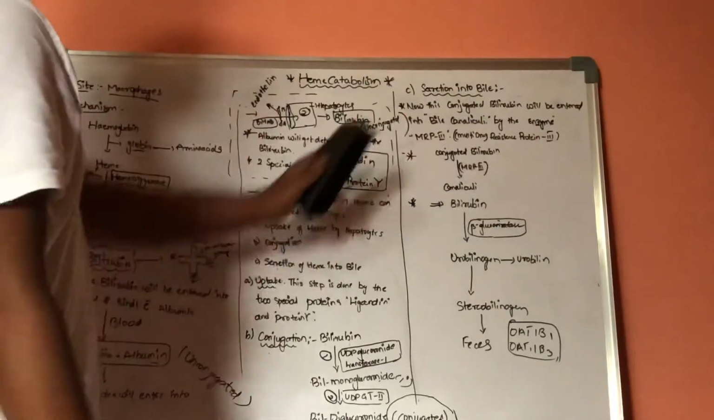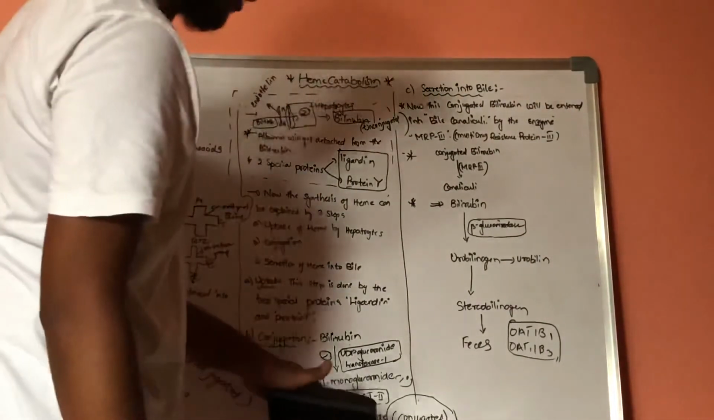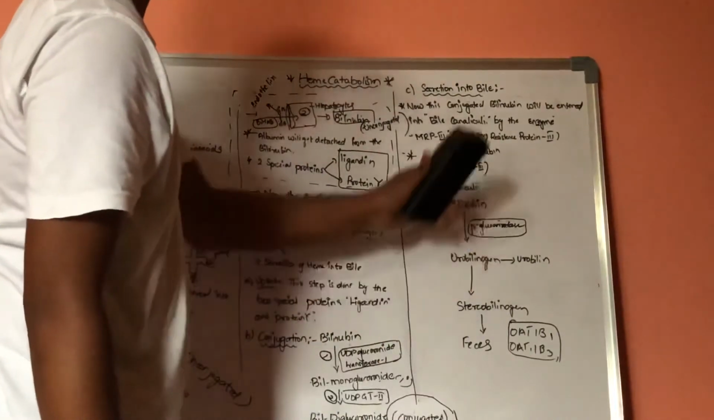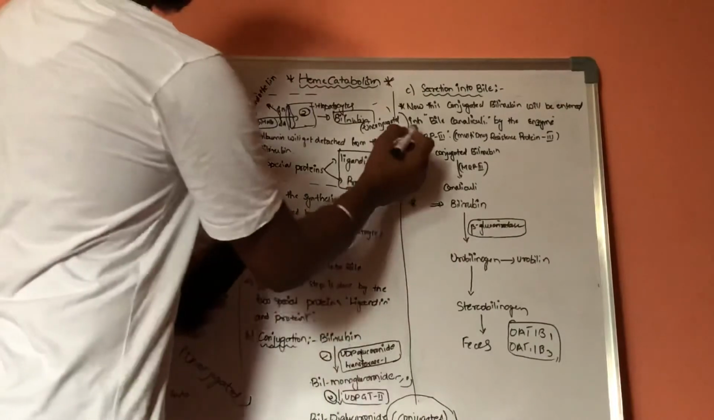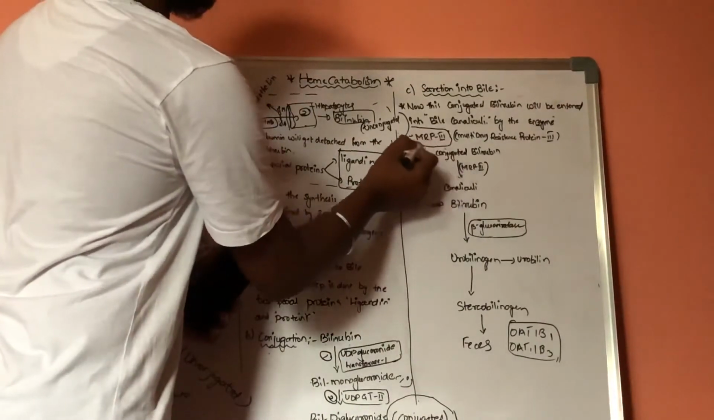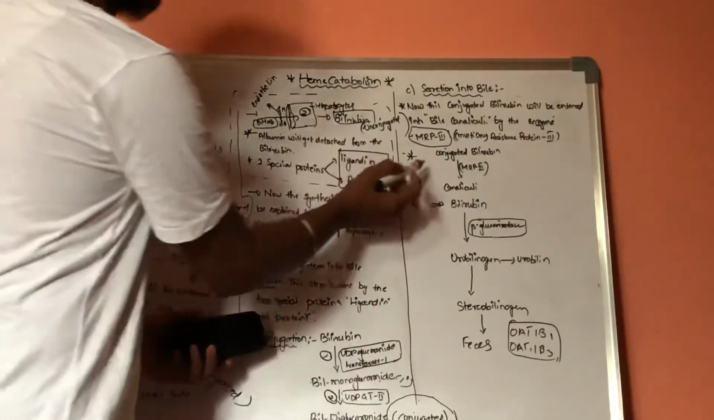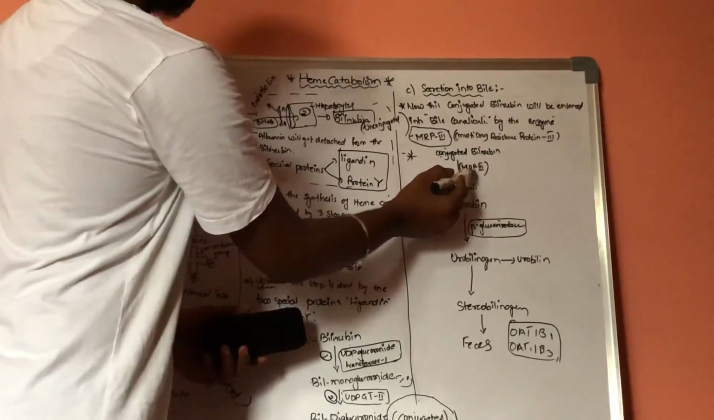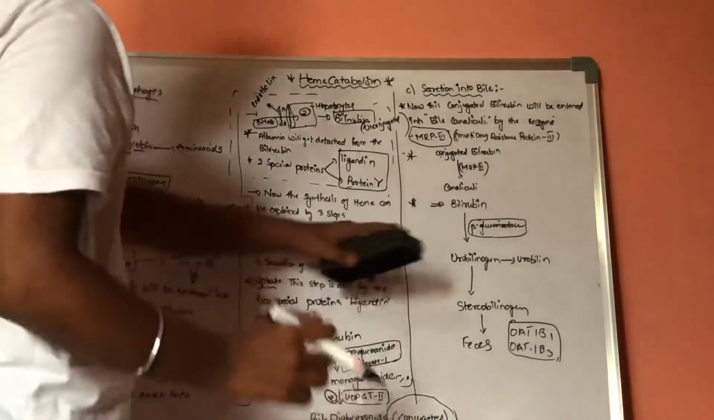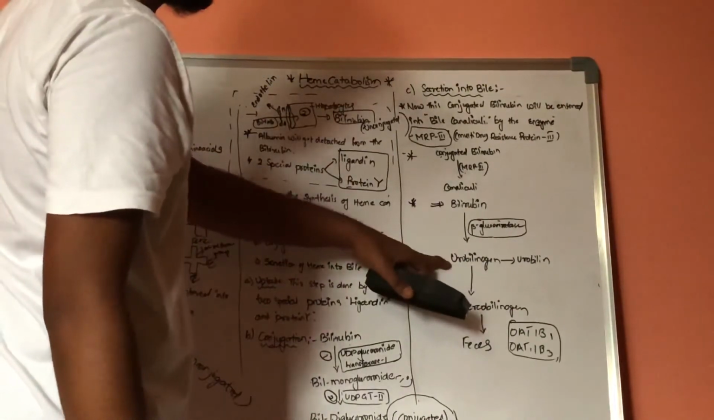Coming to the third step, secretion into the bile. The bilirubin diglucuronide which is formed will enter the bile canaliculi with the help of the protein called MRP3. MRP means multidrug resistance protein 3. Here we see conjugated bilirubin will enter the canaliculi with the help of MRP3. The bilirubin which enters the canaliculi will be converted into urobilinogen.